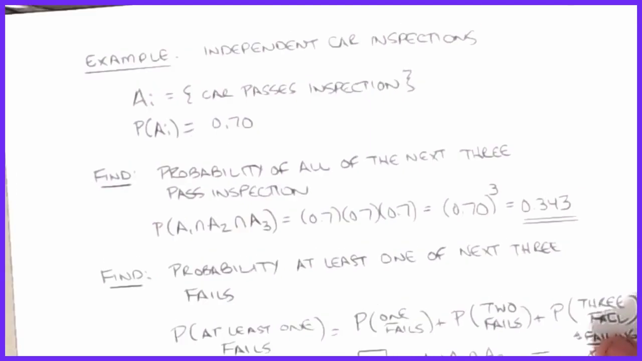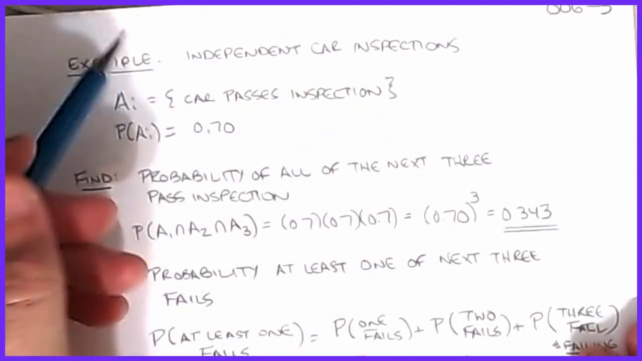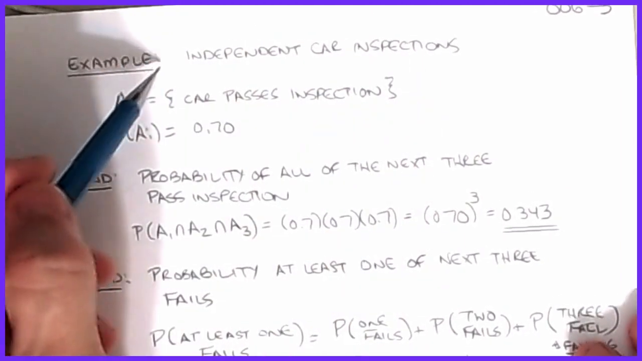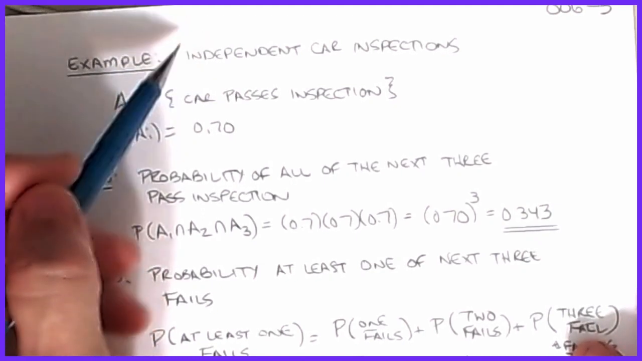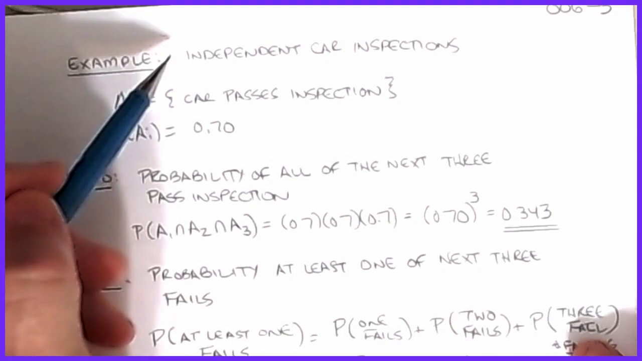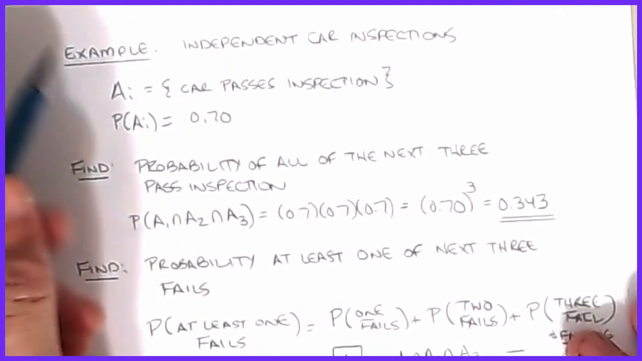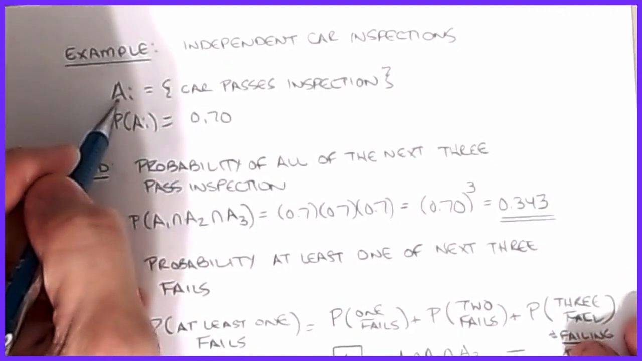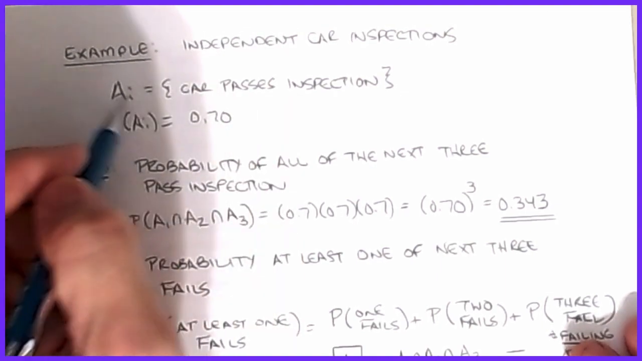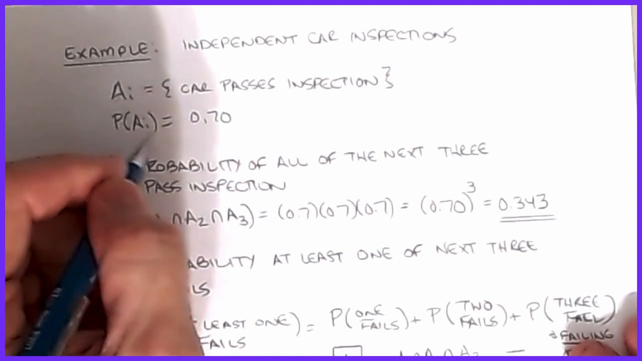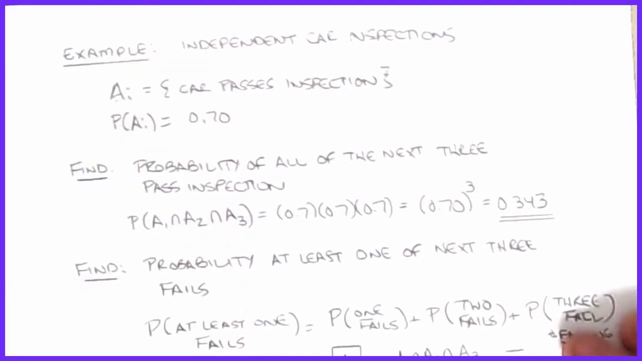All right, so let's try another one. Now we have an example involving car inspections at a service station, and we're going to assume that each inspection is independent of the one before it. We're going to define our event A_i as a car passes inspection on visit i. So the probability of it passing inspection is 0.7 for us on that.